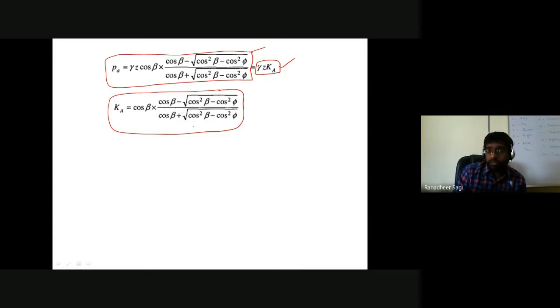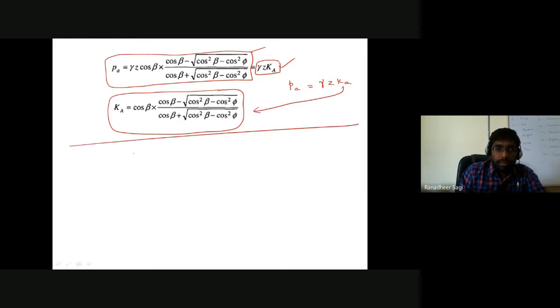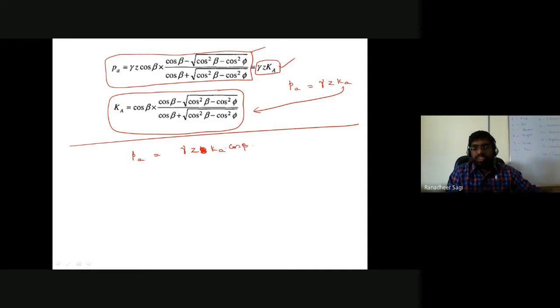In some books, this is how you will have your expression for Pa, where Pa in general representation is given as gamma into Z into Ka, and the expression for Ka is given like this. Whereas in some books, you would see that Pa is written as gamma into Z into Ka into cos beta. In the case of BM Das, the above expression you will find. In the case of Gopal Ranjan, you will find this particular expression. So there is nothing wrong here.